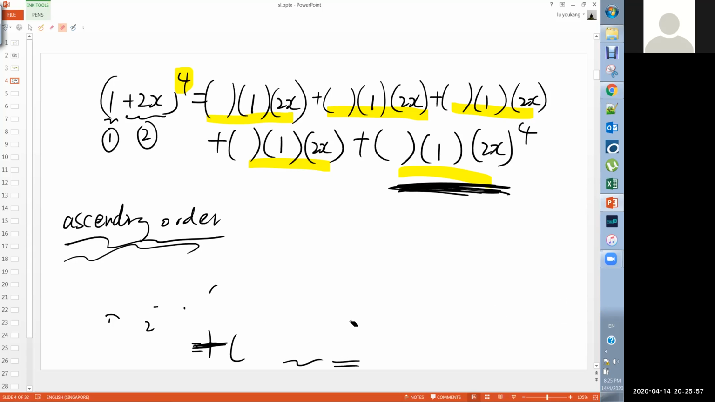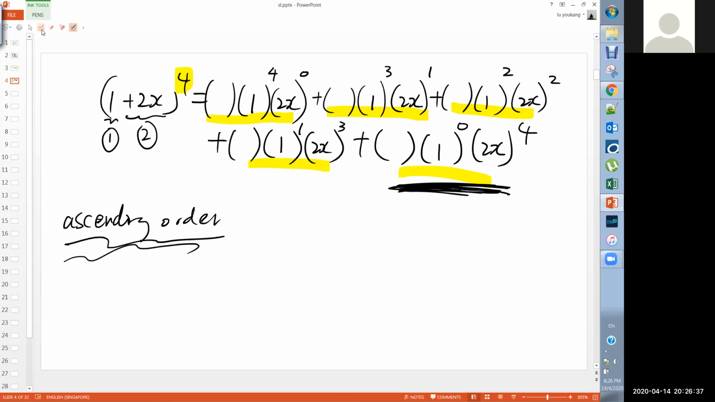So I already determined that my highest power should be at the back, right? This is 4, so that means this should be 3, then 2, 1, 0, right? Then the power for my 1 is also easy, because if the x power here is 4, then this is 0, then this one should be 4, 3, 2, 1, 0.